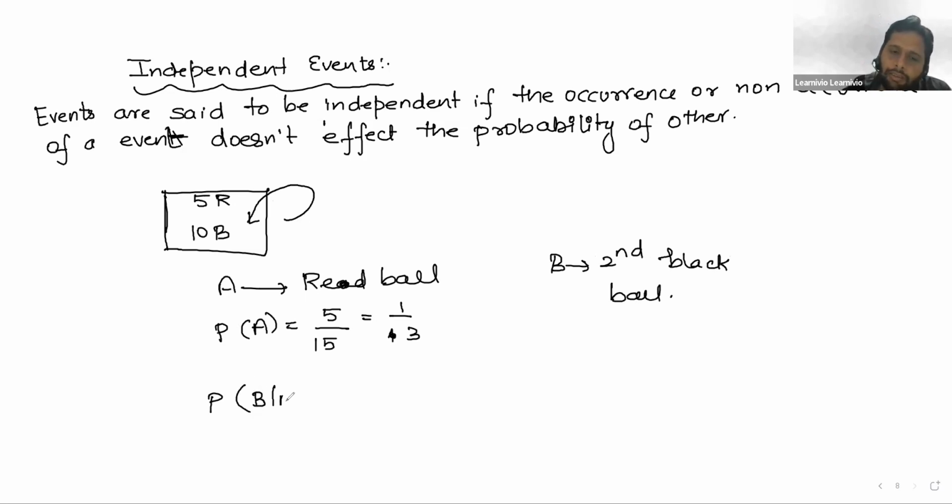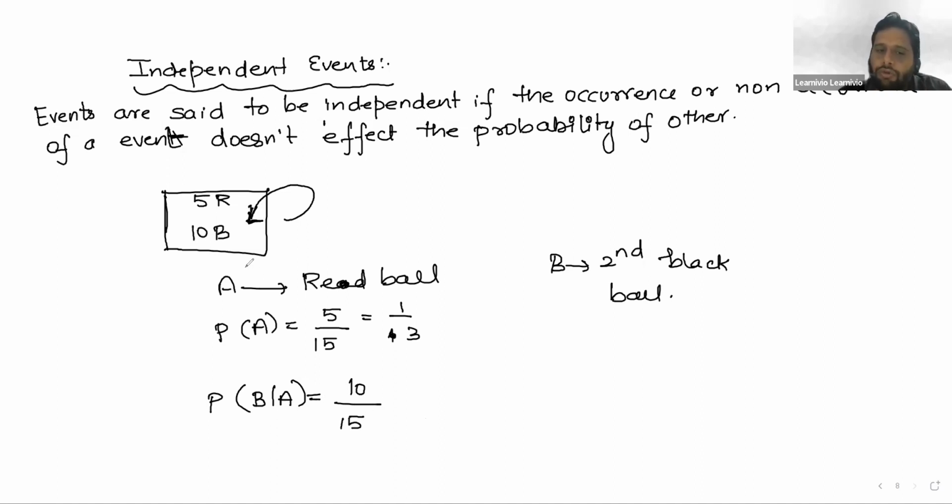So P(B by A). Nabil, can you tell me what will be the probability of P(B by A)? Second black ball. So 10 by 14? Why 14? We have drawn a ball, we have checked its color, and again replaced it in the same bag. So what is it? 10 by 15. Okay.